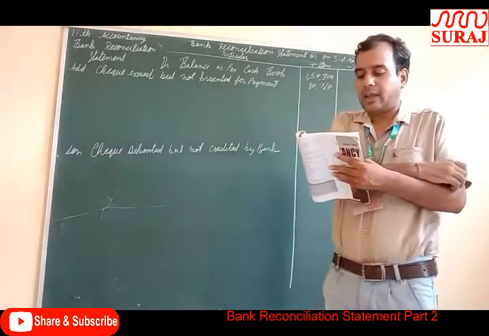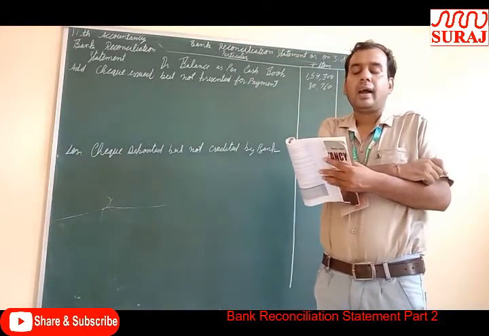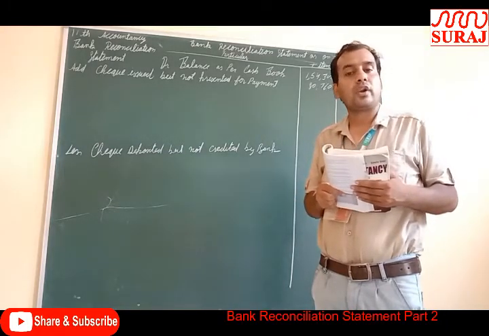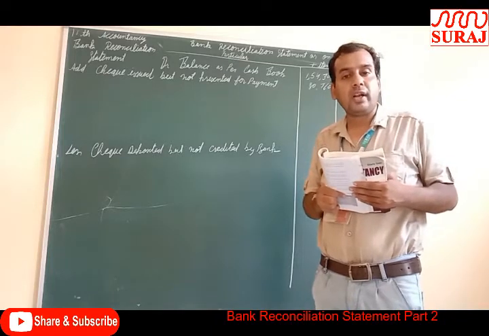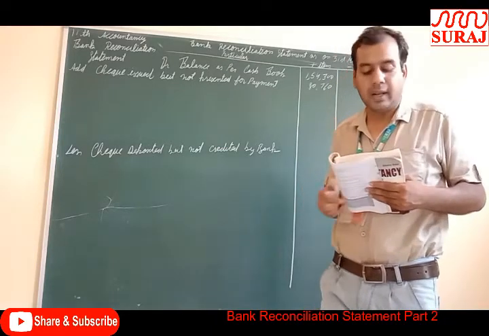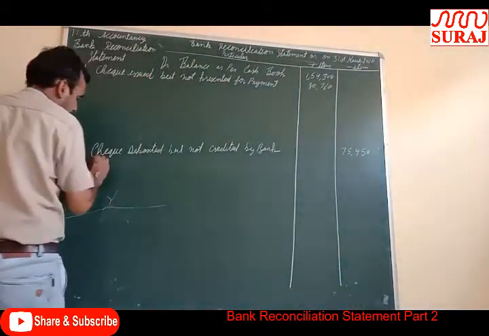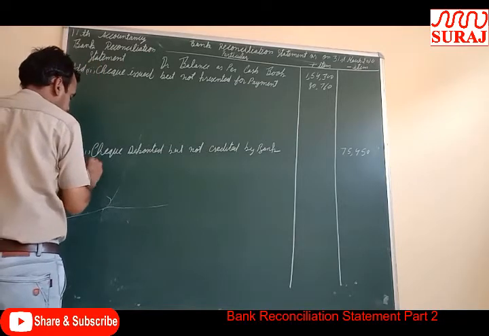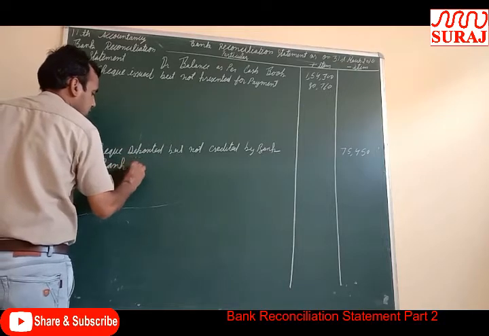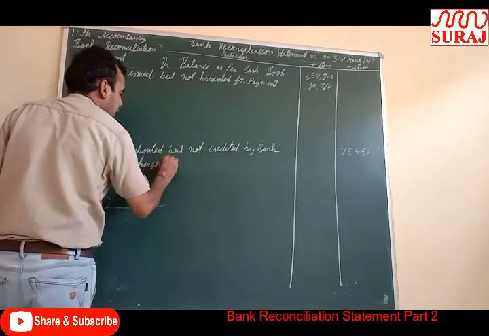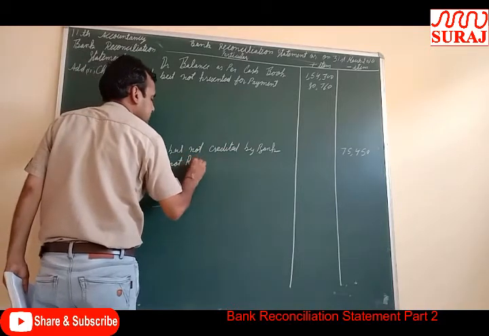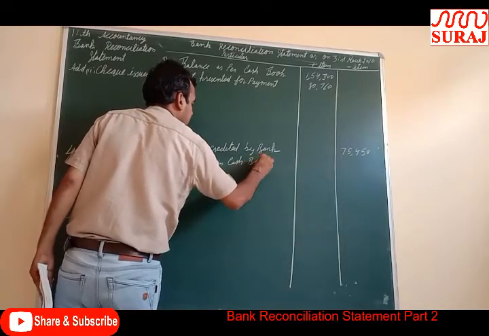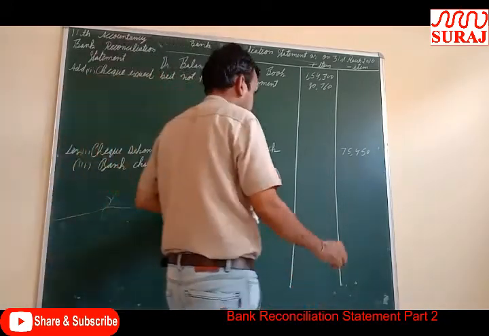Next, bank charge, an expense not recorded in the cash book. It's debited by the bank, so there is a decrease in the passbook, but the cash book remains the same. To reconcile it, you should minus the cash book, and it's your minus item. Bank charge not recorded in cash book. Then you will minus the cash book, and it's your minus item.